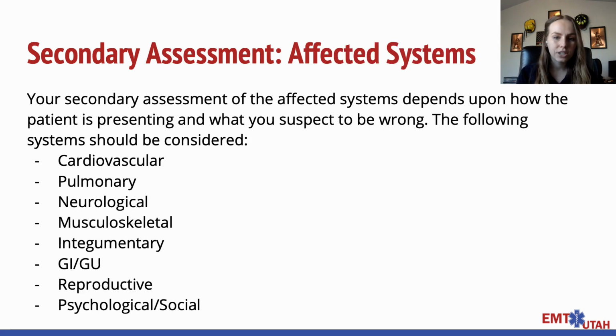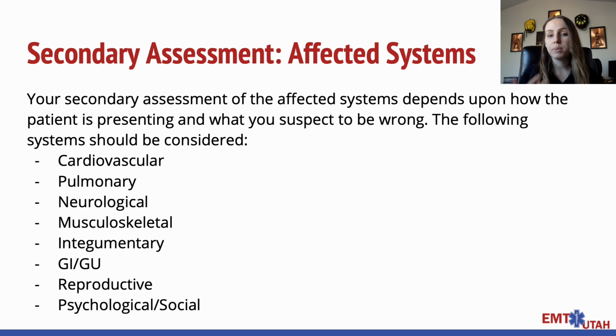Now that we're done with history taking, we move on to the secondary assessment. Now in the secondary assessment, we're going to look at all the different body systems and how the present injury or illness may be affecting them and which ones it may be affecting. And this can help us come up with other diagnostic tools or assessments that we might want to do to get a better idea of what's going on for this patient.